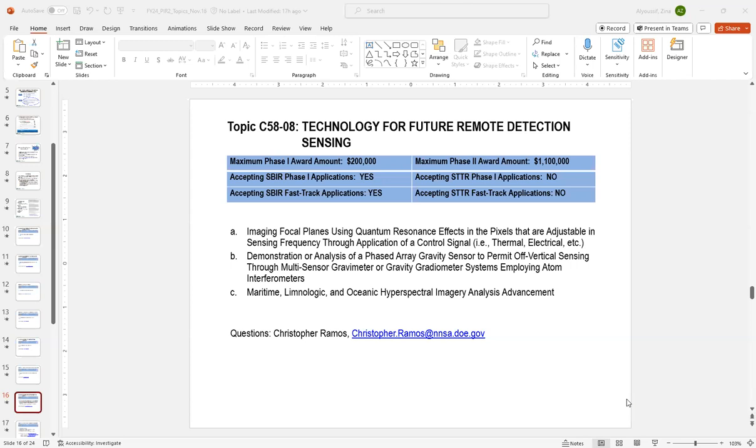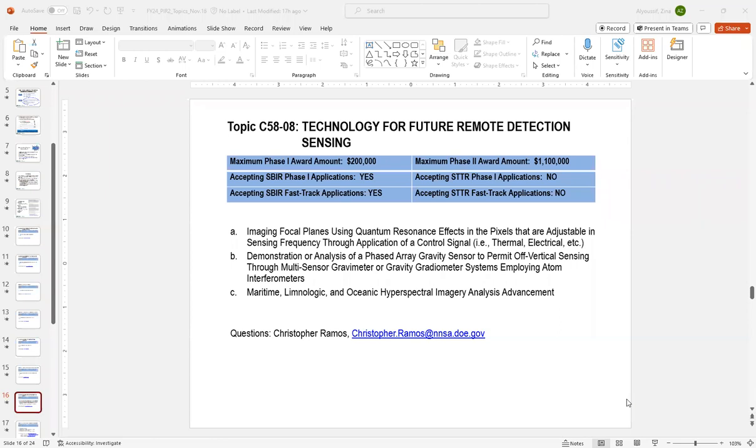For the B topic, the demonstration analysis of a phased array gravity sensor, this one is interesting. The technology exists out there to do quantum gravimetry with atomic interferometers, and we are wanting to investigate the benefits that we could get from doing a phased array version versus the single point collections that we currently do.